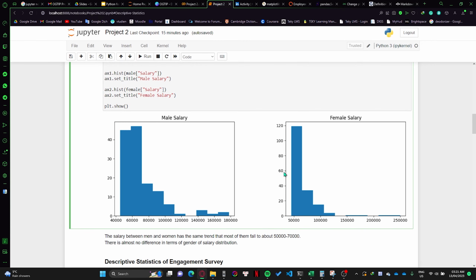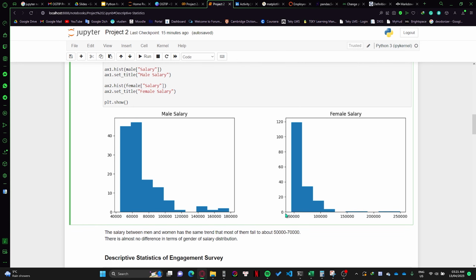As you can see here, the salary of men and women has the same trend, and most of them fall to about 50 to 70,000. But specifically for the male, it seemed like the male employees have a slightly higher salary than the female, but otherwise there is almost no difference in terms of gender in salary distribution.